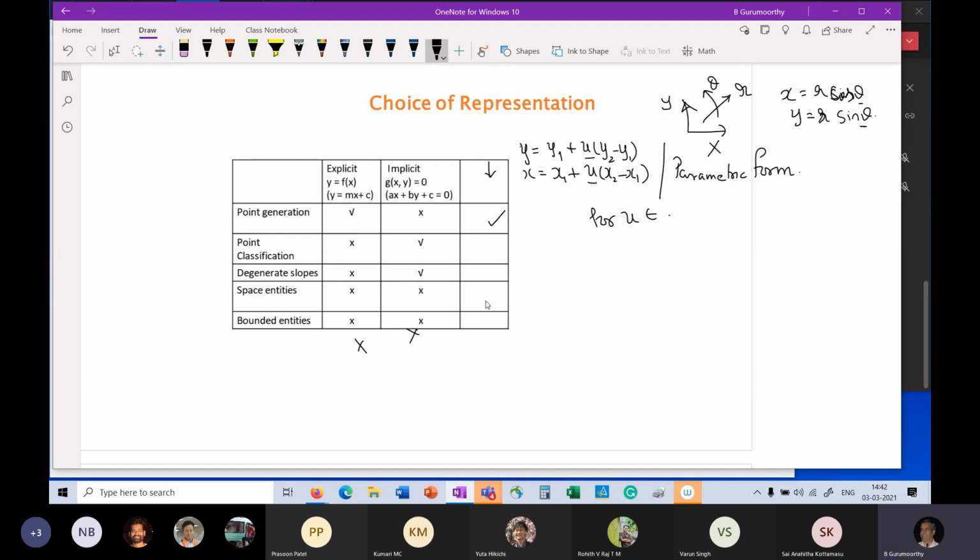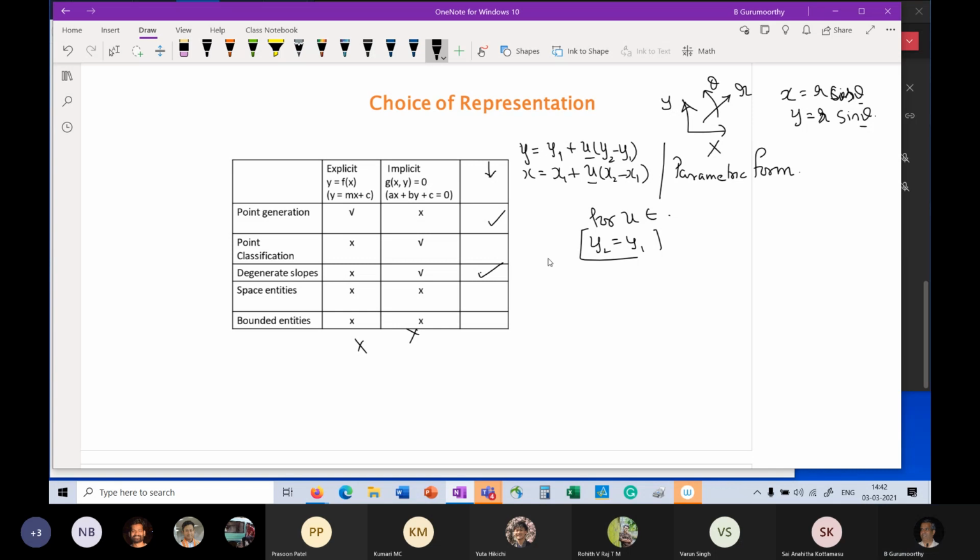I'm going to skip point classification for a minute and come back to it at the end. Degenerate slopes: again, there is no problem here. All that is going to happen is that y2 will be equal to y1, and that's it. Nothing else has to change. Everything else will work the way it is meant to work, and you'll automatically get the right expressions for the equations for the line. So degenerate slopes, also a big tick.